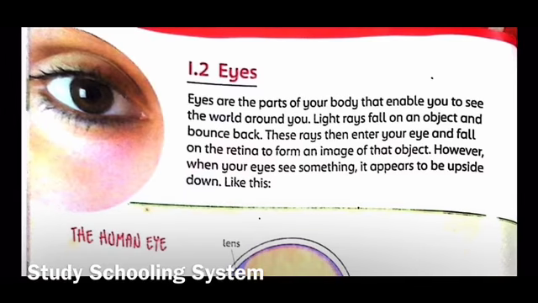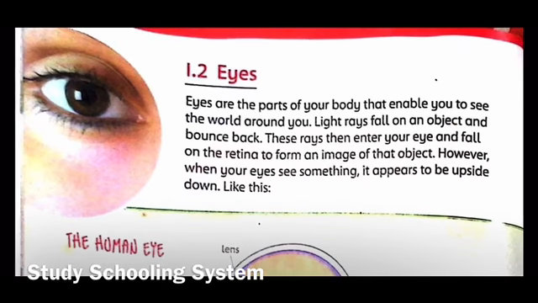So let's start reading. Eyes are the parts of your body that enable you to see the world around you. This means that eyes help us with the sense of sight. Light rays fall on an object and bounce back. These rays then enter your eye and fall on the retina to form an image of that object.